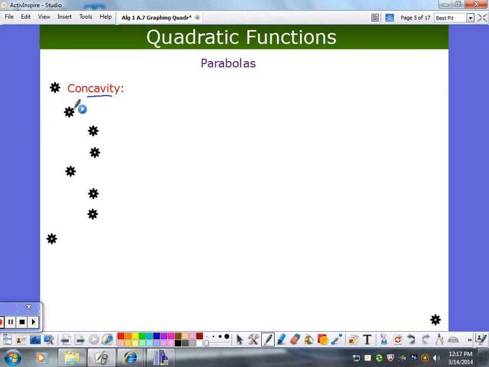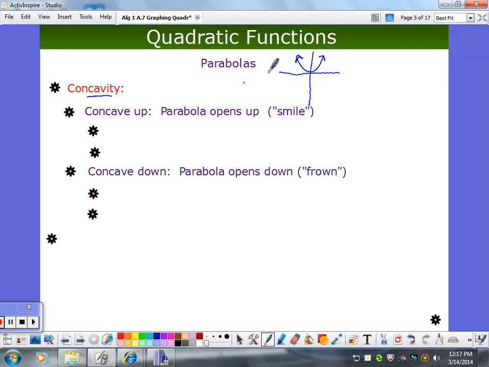Concavity. We talk about whether a curve is concave up or concave down. A concave up parabola is one that looks like this. They call it the smile. Looks a little like a smile. If you were to pour water into it, it would hold water, right? Like a cup.